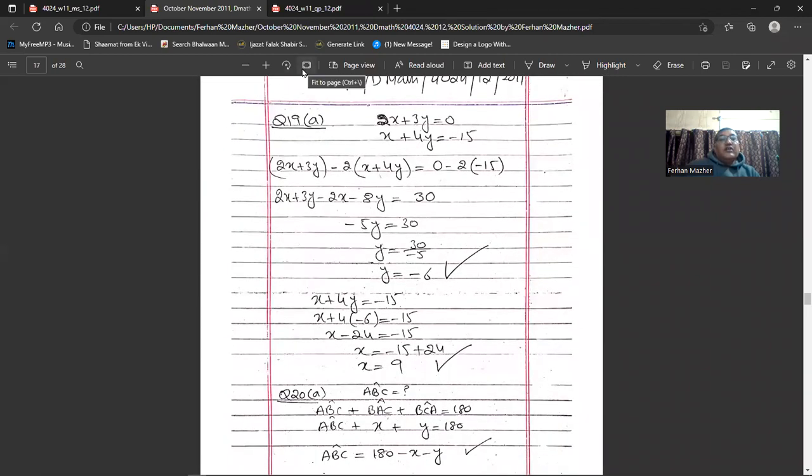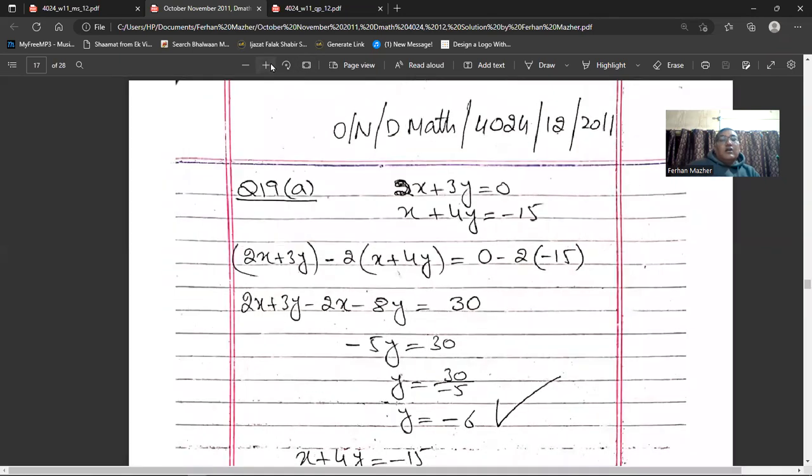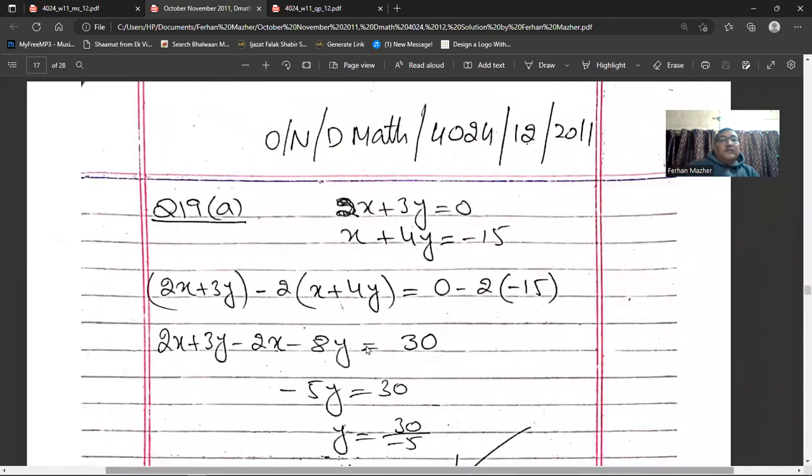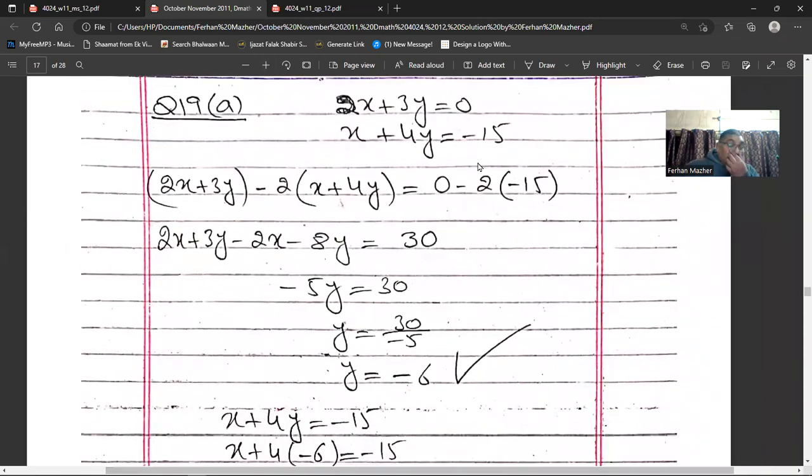So here you see, first of all, I will multiply the second equation by 2 and I will subtract it from the first equation. So (2x plus 3y) minus 2(x plus 4y), the left side multiplied by 2, and 0 minus 2 into minus 15. So you will have 2x plus 3y minus 2x minus 8y equals 30. So 2x minus 2x, they are cancelled. So 3y minus 8y will be minus 5y equals 30. So y will be 30 divided by minus 5. So y will be equal to minus 6.